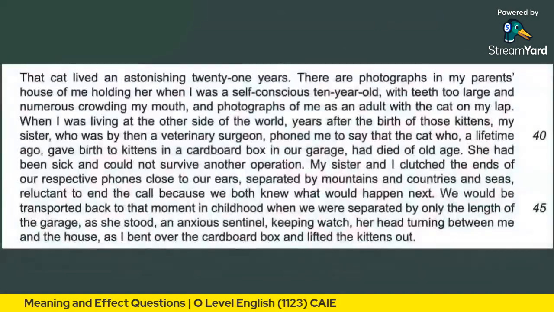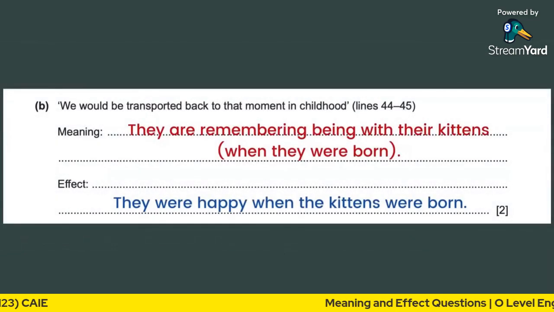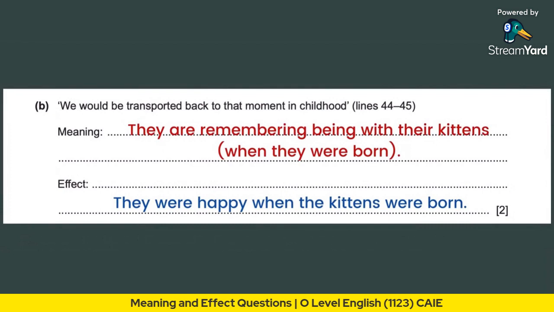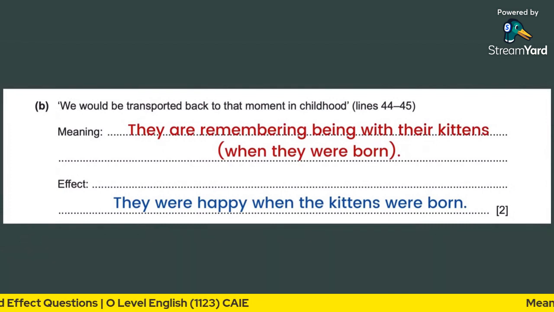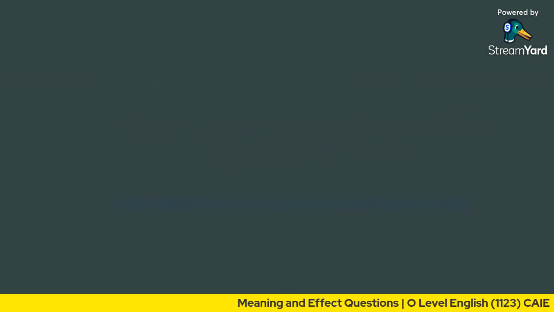This is the second part of the same question. Do give it a read. The question says, we would be transported back to that moment in childhood. From the passage, we can say that they remember being with their kittens as they were born. From this, the writer shows how happy they were when their kittens were born. This is what was required in the effect part.